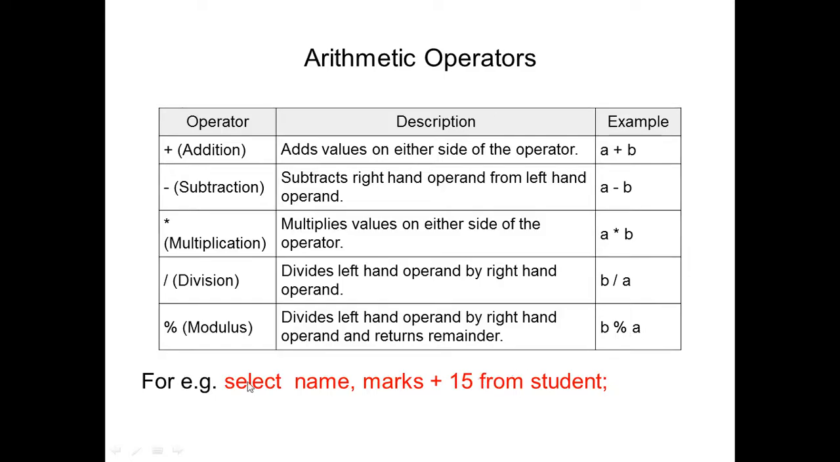For example, suppose we have given one query, that is select name comma marks plus 15 from student. Means what will it give? It will give the name and marks from the student table. But here we have used an additional operator, that is plus. Means whatever marks are there in the student table, those will be added by 15. So the output of this query will be the name and the existing marks plus 15 from the student table. So these are the 5 arithmetic operators.